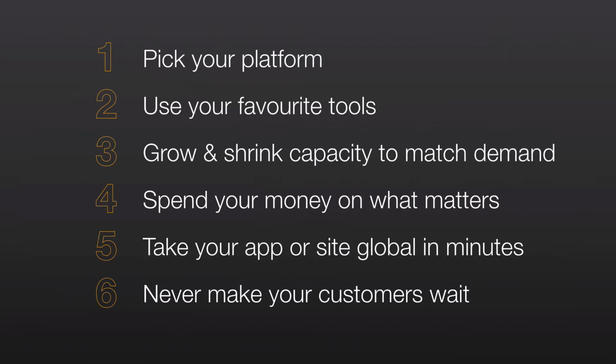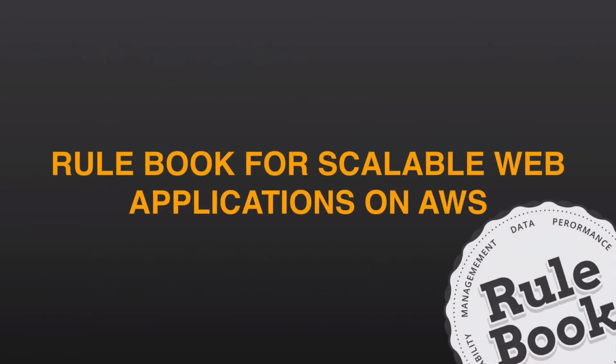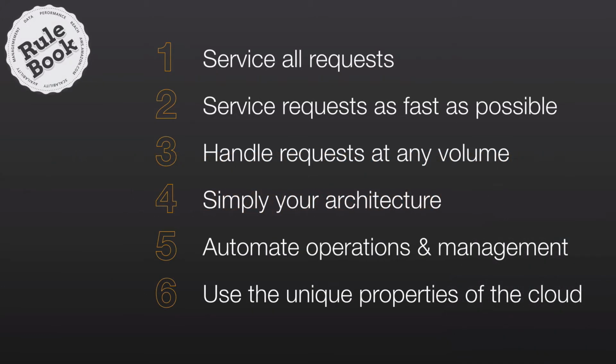And you can have the capacity that you need to make sure that your customers never have to wait for access to your application or site. So the 6 things there are really good reasons that might make you choose AWS to run your web application on. Once you've done that, what are the rules that you should follow in order to make sure that your web application will scale effectively and efficiently on the AWS platform? And there's 6 different components that we're going to look at here in turn. Starting with the requirement that you have to service all the requests that come to your website.